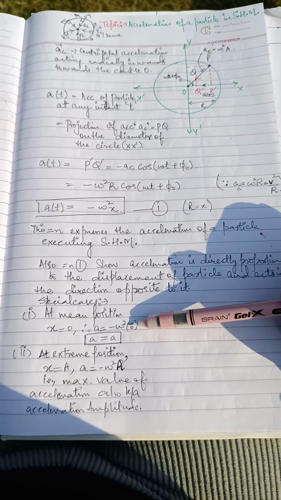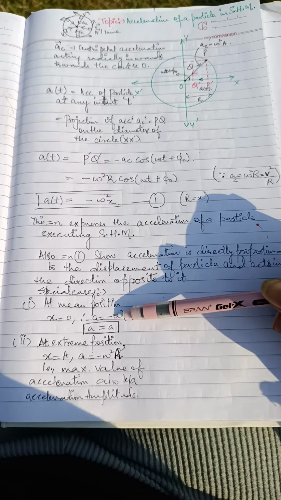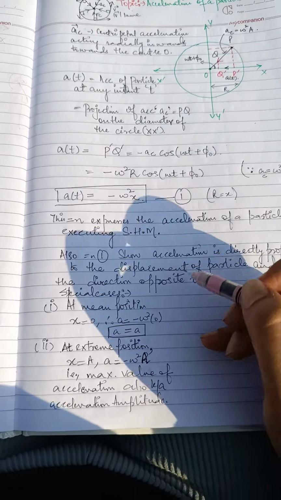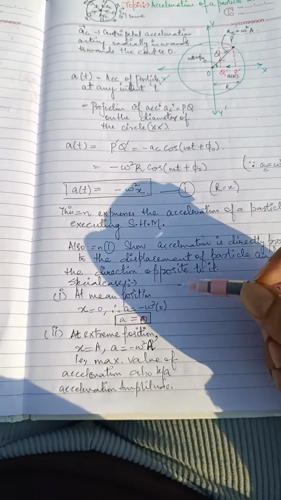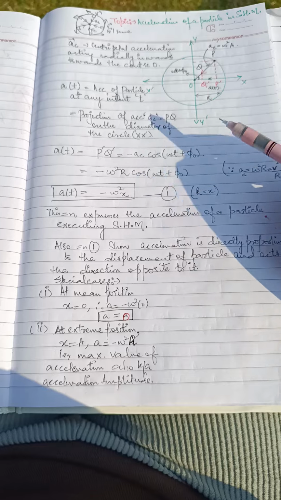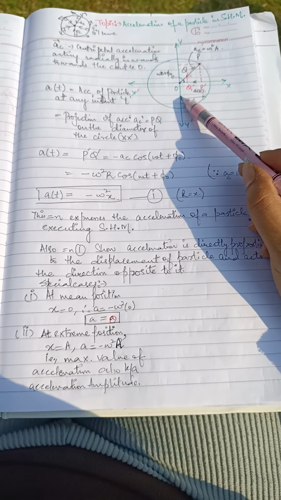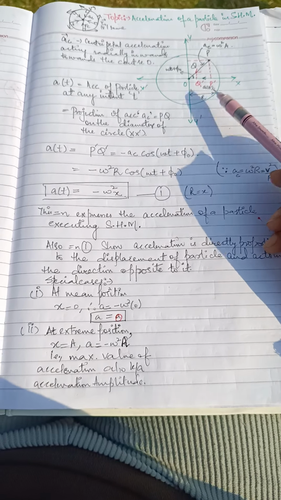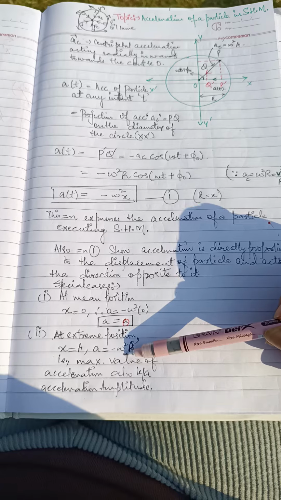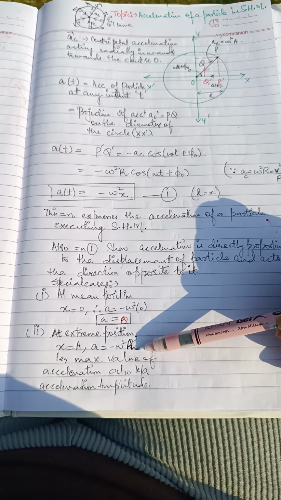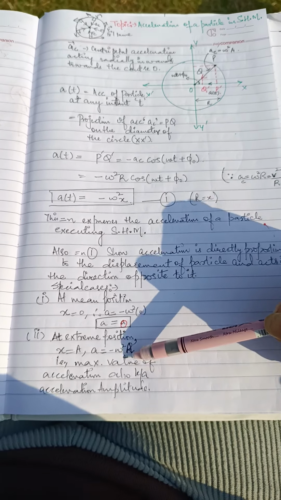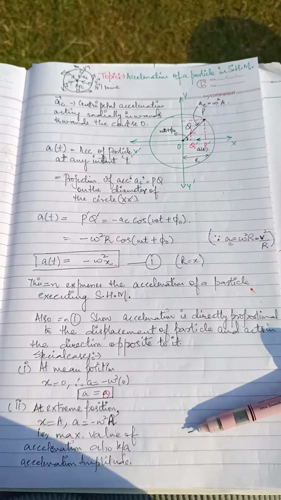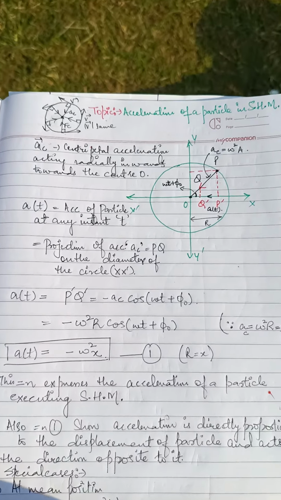At mean position x is 0, hence the value of A is also 0, and at extreme positions the value of A is maximum, or radius is maximum, or x is equal to A, so acceleration will be equal to minus omega square into R or A, whichever you are taking as radius, which is the maximum value of acceleration called the acceleration amplitude. That's all.